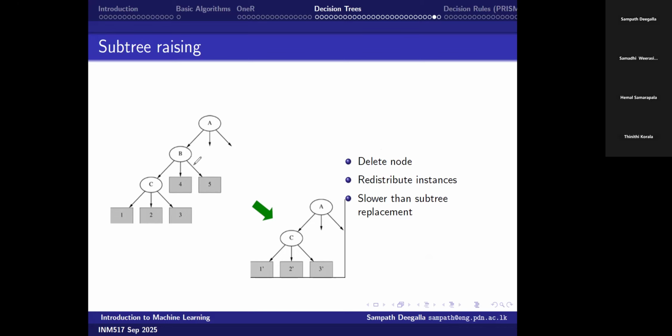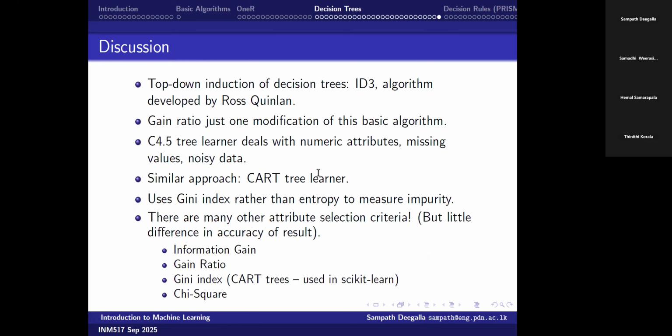Let's move on. Now with this, we are going to finish our discussion of decision trees. Let's look at the things that we have discussed. There are many ways of developing decision trees, but we have discussed how to develop from top to bottom. This is called top-down induction of trees.